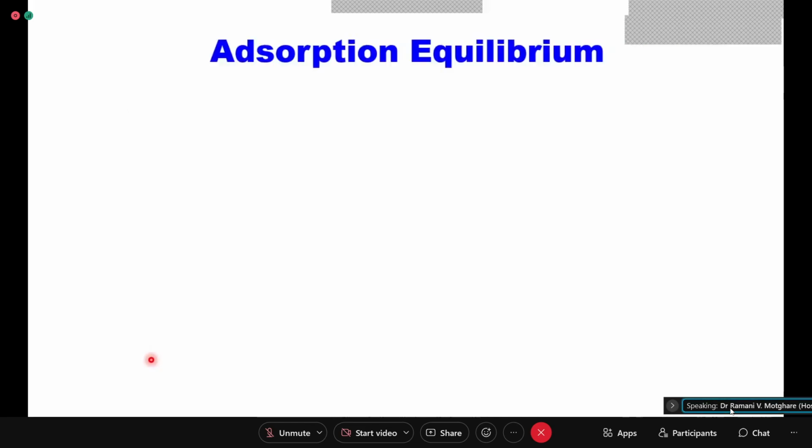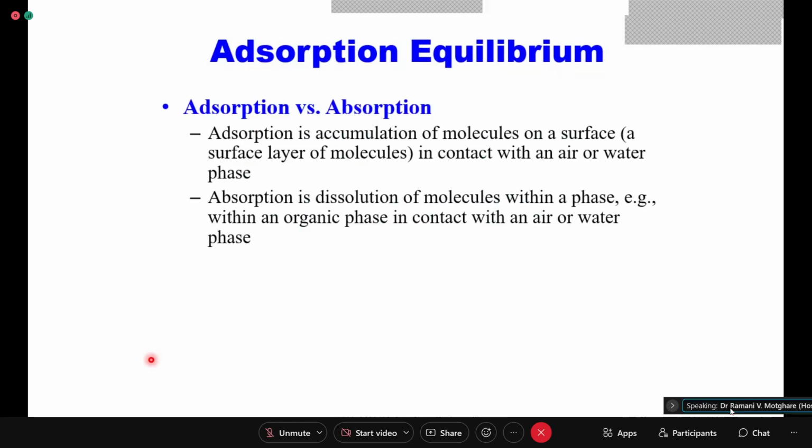Very first, in the beginning, what we see is how do you distinguish absorption and adsorption? Yes, anyone can tell me what is the difference between absorption and adsorption? Ma'am, adsorption is basically the collection of molecules on the surface, and absorption is basically the molecules get through another material. Yeah. So as here you can see, adsorption is accumulation of molecules on the surface, a surface layer of molecules in contact with an air or water phase.